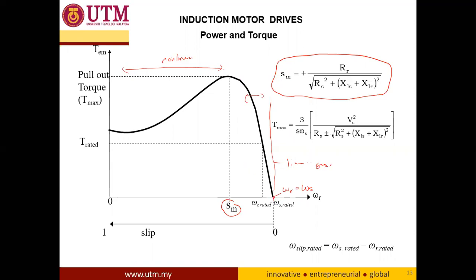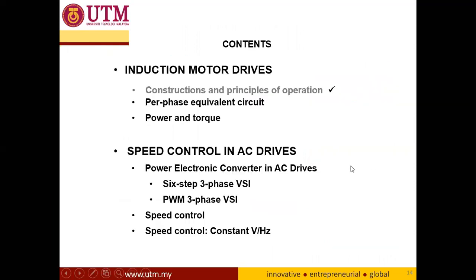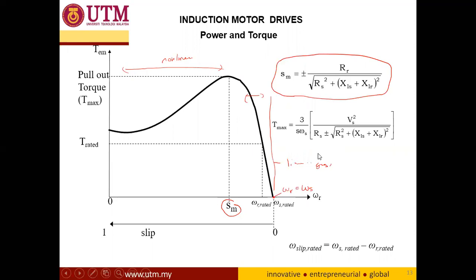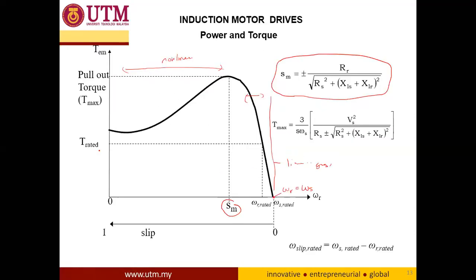this is the speed when the speed of the motor is equal to your synchronous speed. And as you can see, if omega s is equal to omega r, there is no torque produced. Okay, and this is where the rated torque is, and the rated speed.